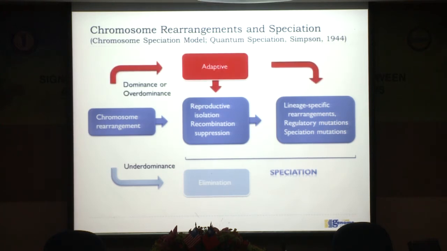Well, our view then is quite different. Our view is that a very small fraction of these can actually be adaptive and survive, because if they weren't, we wouldn't see the characteristic karyotypes of all the mammalian species that we have. So a very small fraction of them would exhibit dominance or overdominance and would be adaptive and then be selected for, and be a very important process that contributes to the speciation event and not just simply a byproduct of the speciation event. Okay?